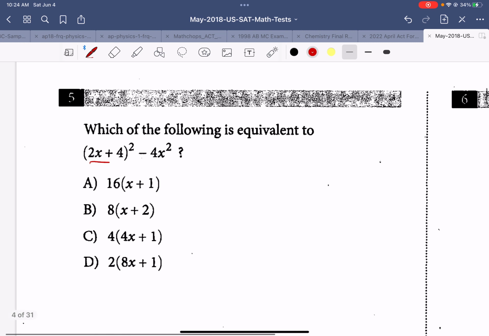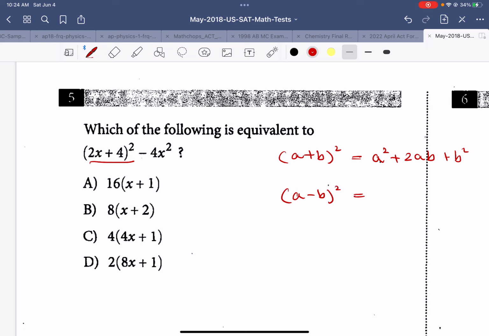This one is FOIL, you have to FOIL it out. Let's quickly go over how you're going to FOIL (a plus b) squared. That's a squared plus 2 times ab plus b squared. Another equation I want you to remember, (a minus b) squared. When you FOIL this one out, a squared minus 2ab plus b squared. We can simply prove this one by FOILing out.